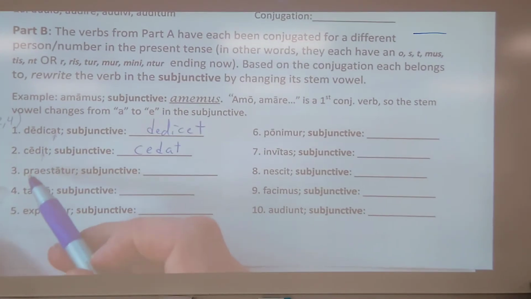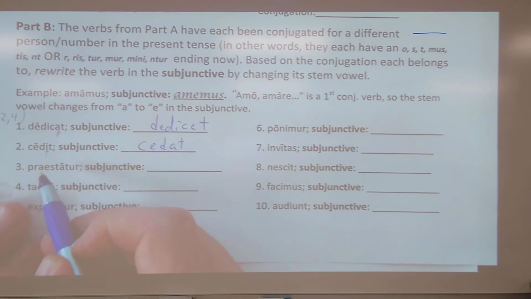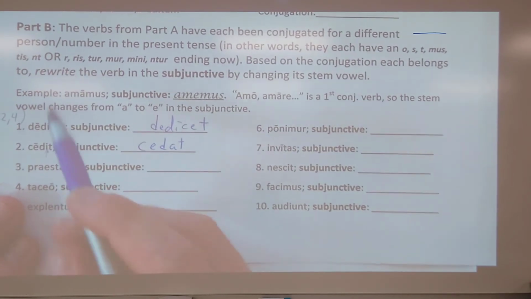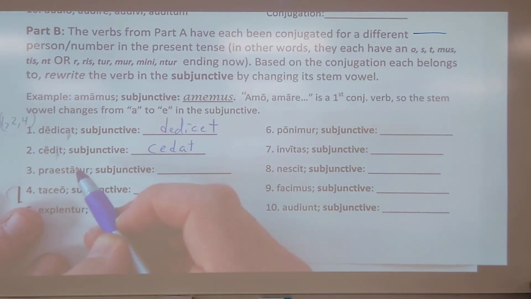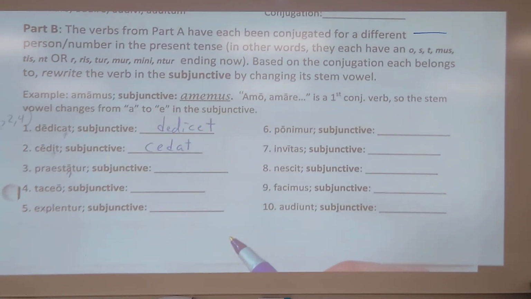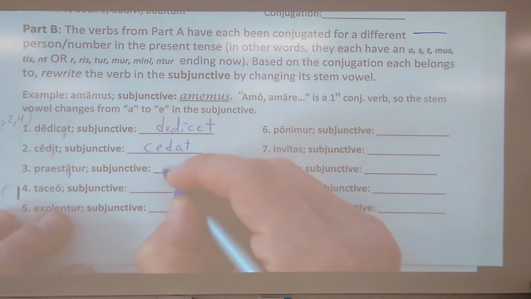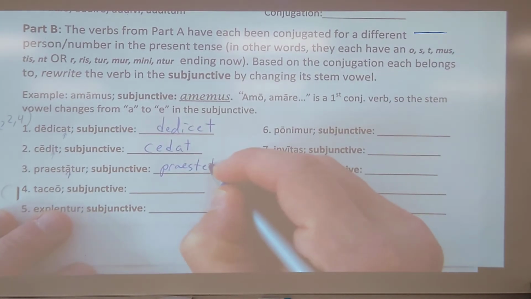All right. Luckily, number 3 is much nicer to us. This is praesto, praestare from number 3 up above, which, as you recall, is a first conjugation verb, and we see that nice long A right there. So long A turns into E. Okay. So instead of praestatur, we have praestetur.